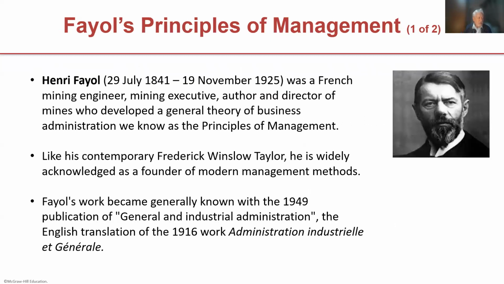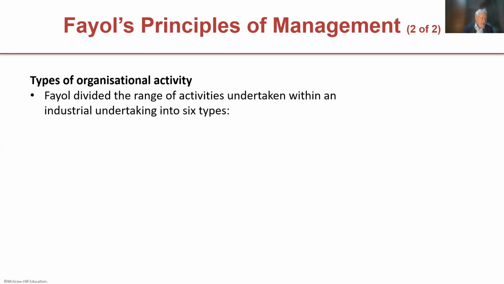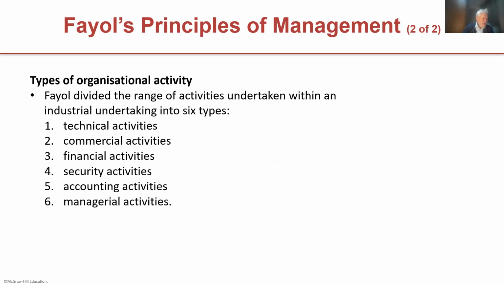Fayol didn't really dispute this. Also an engineer, a Frenchman in this case, he wrote in 1916 the French version of General and Industrial Administration. And he said that there were 6 types of work. There was technical work and commercial work, like putting a contract together and signing a deal, and financial work like accounting, and security work, making sure that no one was stealing stuff, and accounting work, making a record of stuff, and then planning and leading and organizing and whatever.